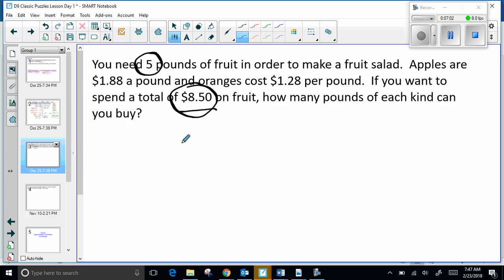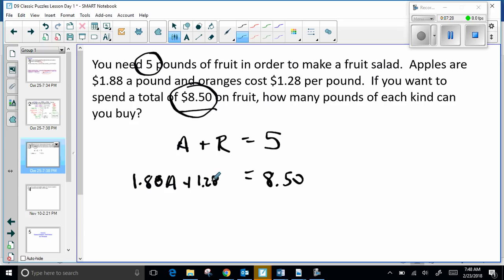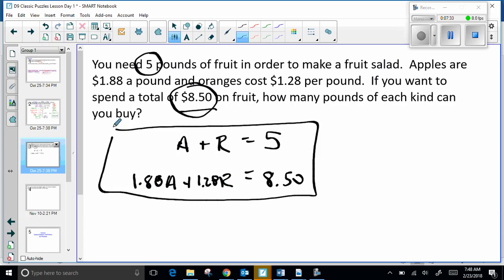Well, here we go. I've got apples, and then I'm not going to use O for oranges. I'm going to use R, oranges. Number of pounds of apples plus number of pounds of oranges is going to make 5 pounds total. The other one is how much does each one cost? Well, altogether, I know it makes $8.50. And I've got $1.88 times A plus $1.28 times R. And look what I've got. I've got a linear system all set up.